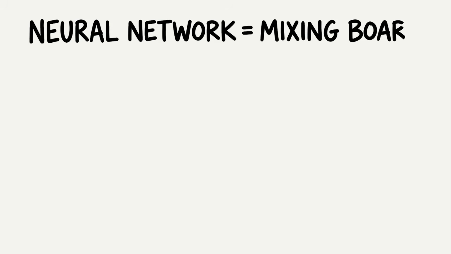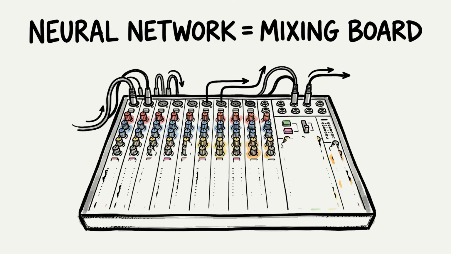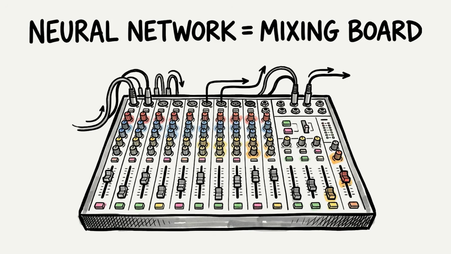Think of a neural network like a sound mixing board. Inputs flow in, weights act like volume knobs, and the network tries to produce the right output.